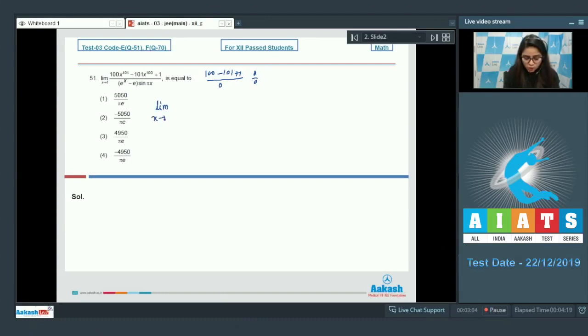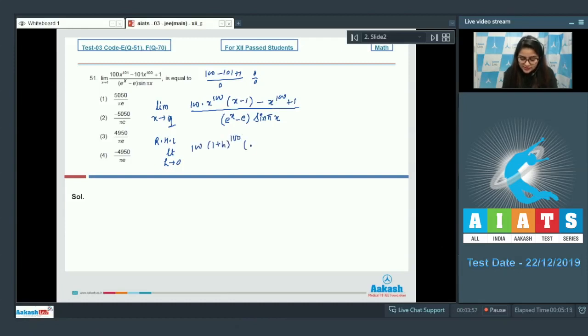So the limit x tending to 1 of (100x^100 (x minus 1) minus x^100 plus 1) divided by (e^x minus e^(sin πx)). Now calculate the RHL. So RHL is limit h tending to 0, replace x as 1 plus h: 100(1 plus h)^100 (1 plus h minus 1) minus (1 plus h)^100 plus 1, divided by e^1 into e^h minus e^(sin π(1 plus h)). And here sin π(1 plus h) is sin(π plus πh), which is minus sin πh.